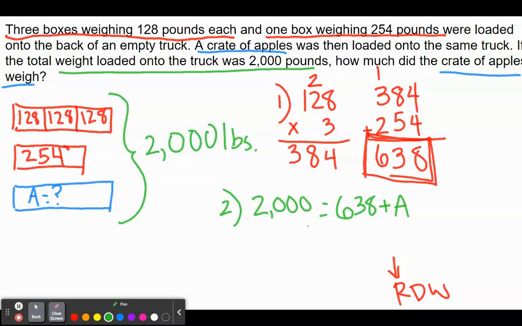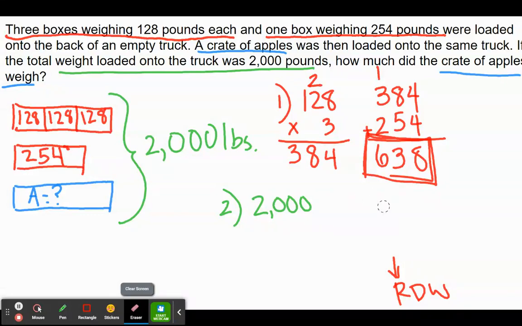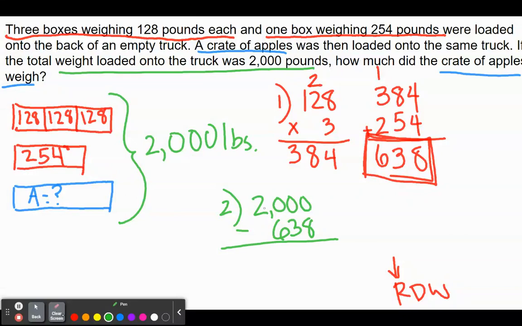So I'm going to rewrite my addition sentence as a subtraction sentence because I'm going to take away 638. So I'm going to take 2,000 and take away 638 of those pounds. Now I can't take away any ones yet. I can't take away any tens, can't take away any hundreds, but I can take one of my thousands, turn that into 10 hundreds. Then I'm going to take one of those hundreds, turn that into 10 tens. And then I'm going to take one of those tens and turn it into 10 ones.